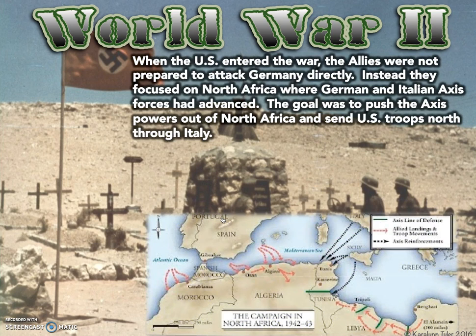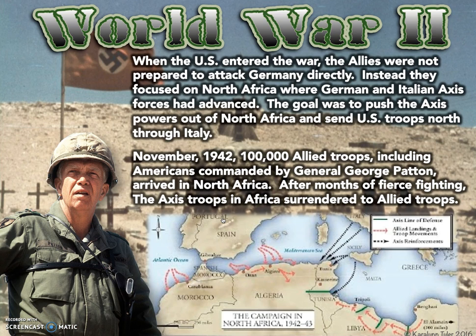When the United States entered the war, the Allies were not prepared to attack Germany directly. Instead, they focused on North Africa, where German and Italian Axis forces had advanced. The goal is to push the Axis powers out of North Africa and then U.S. troops sending them north through Italy, which is what you saw in that little animated map video.